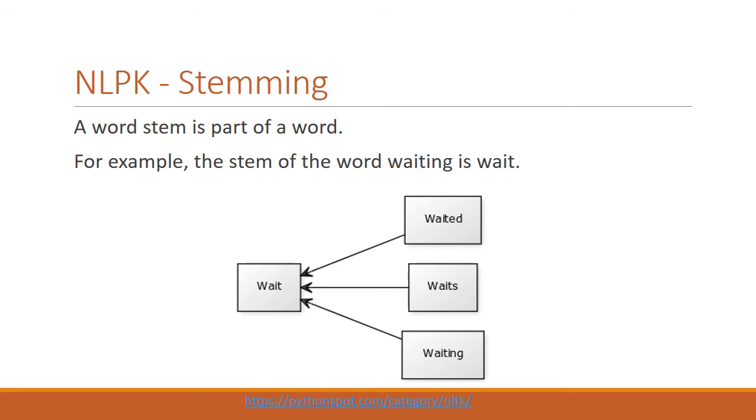Another concept in natural language processing is the concept of stemming. A word stem is part of a word. For example, the stem of the word waiting is wait. So you can see we have waited, waits, waiting, and the stem of all three of those is the word wait.